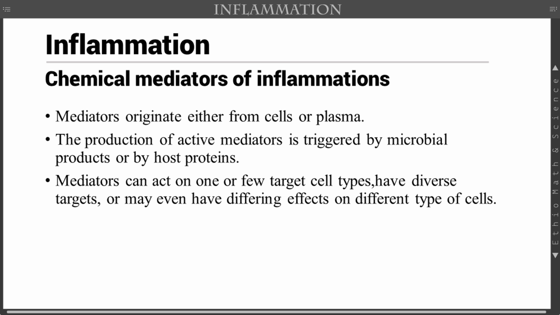Their production is triggered by microbial motifs and host-derived danger signals. Their actions are pleiotropic and context-dependent. The same mediator can nudge different cell types in different ways, and multiple mediators often converge on the same biological endpoint. Importantly, they are short-lived and tightly regulated, otherwise inflammation would never resolve. Keep these principles in view as we catalog the major families.